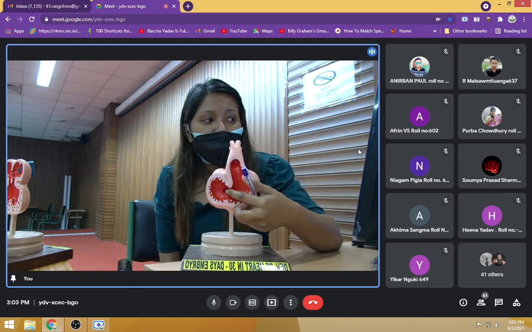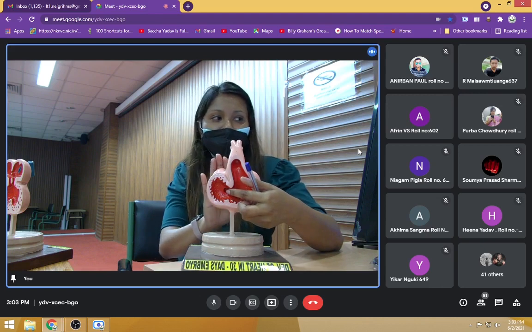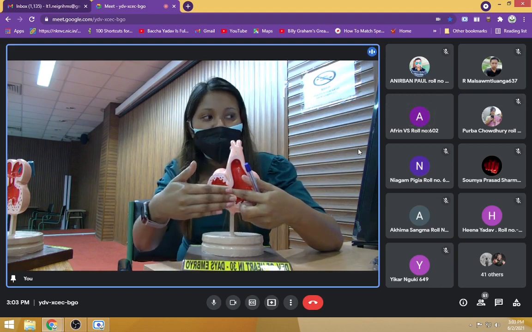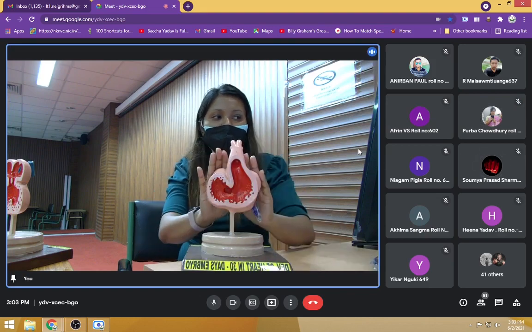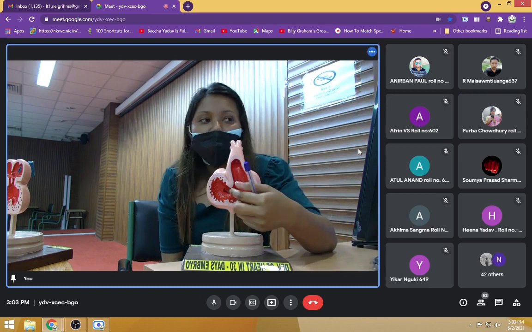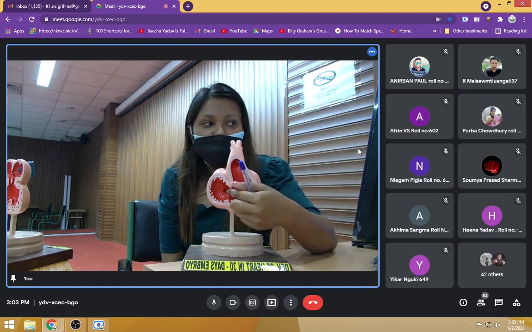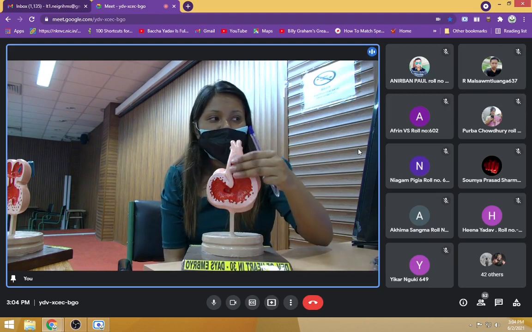Well, now you tell me, what is this orifice? The front side is the ventricle, the back side is the atrium. Connecting these two will be the atrioventricular orifice. Understood? What is this part? What is this part called?